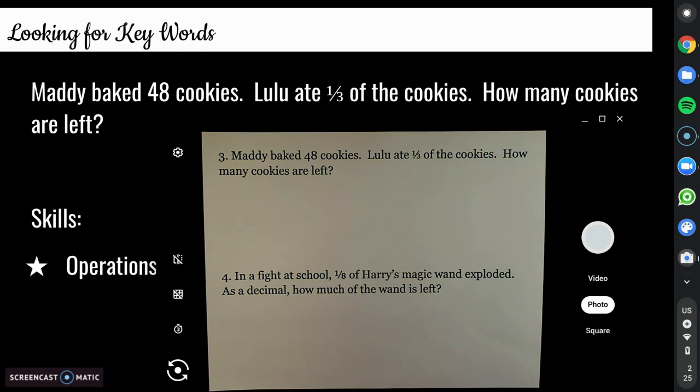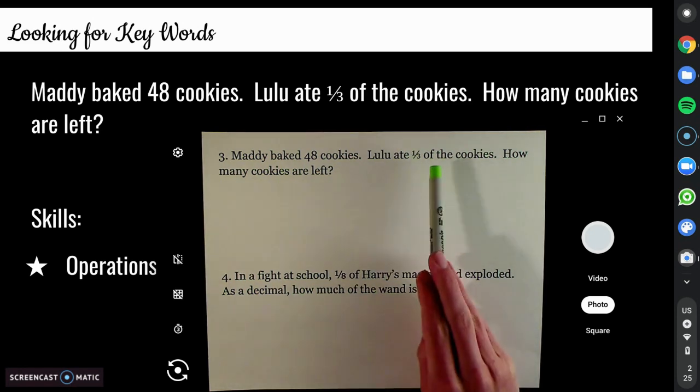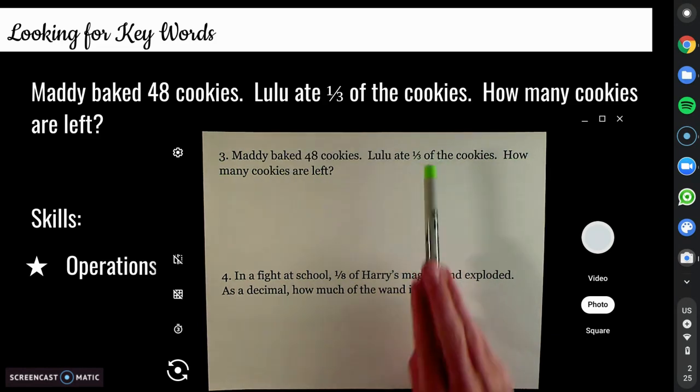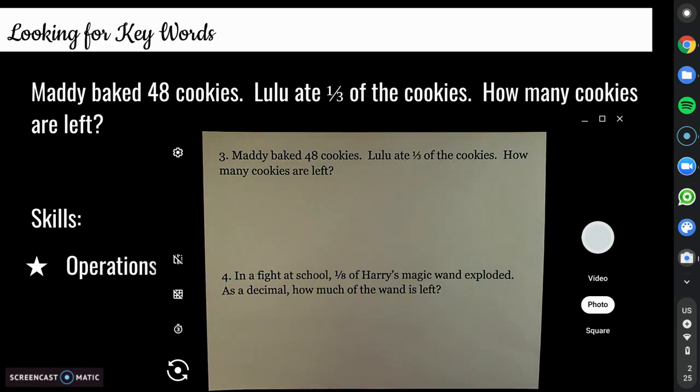I see a very, very major key word here, of. When we're dealing with these problems, of means multiplication. Okay, that was a big hint I just gave you. Multiplication. So thinking about multiplication and knowing that you can change whole numbers into fractions by putting them over 1, go ahead and answer this problem.